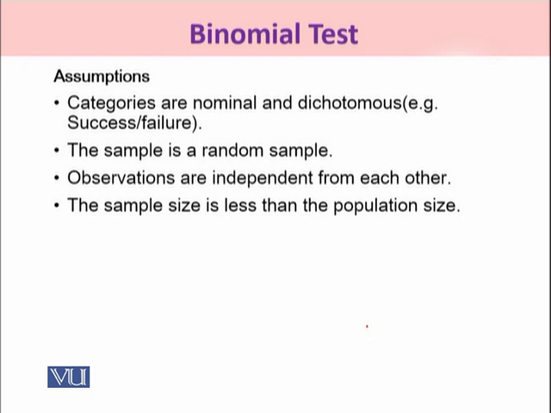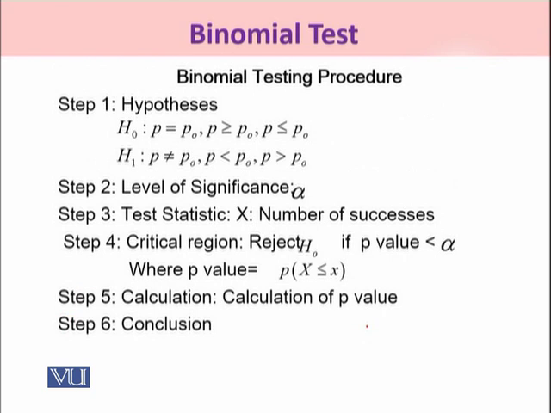The next assumption is that the sample has to be a random sample. Then observations are independent from each other. And finally, the sample size has to be less than the population size. So if these assumptions are satisfied by certain data sets, students, we can apply the binomial test onto those data sets. Let us look at the binomial testing procedure for that matter. So students, before applying this test, we will first look at what steps are required to follow this particular procedure.